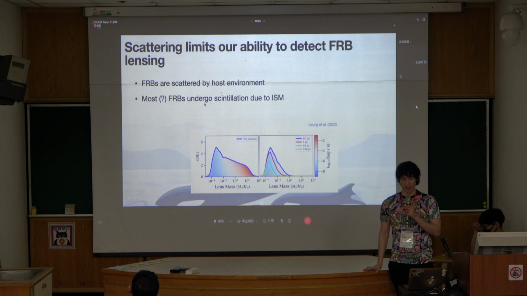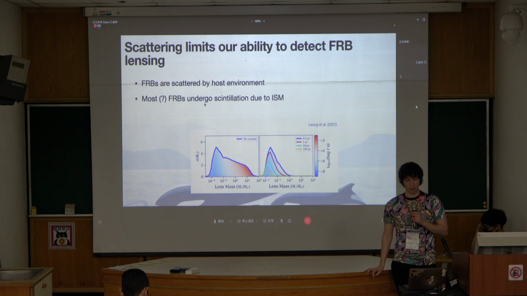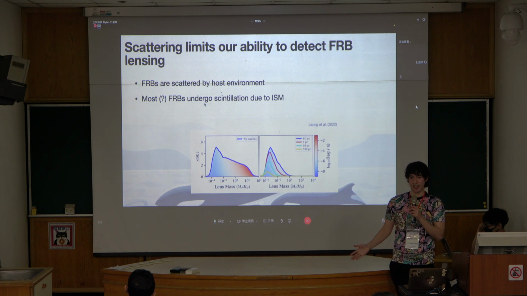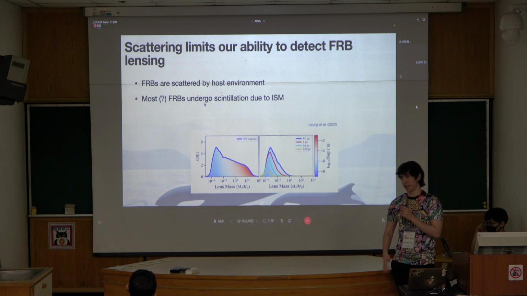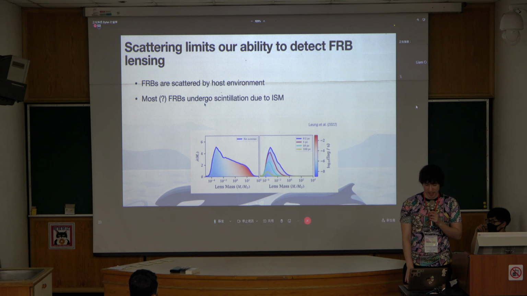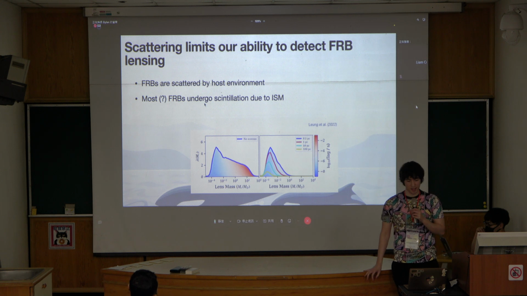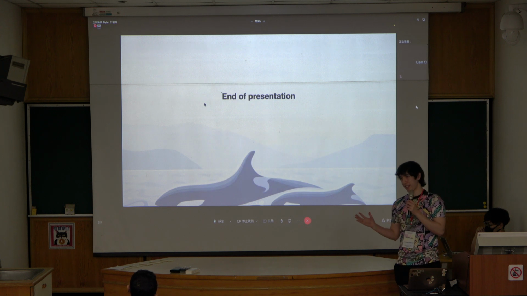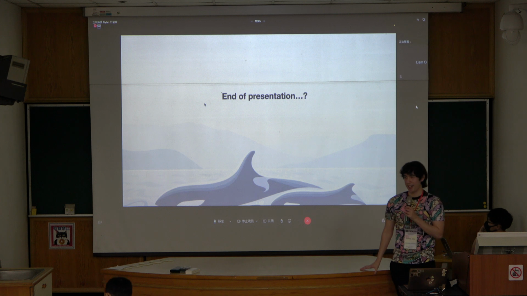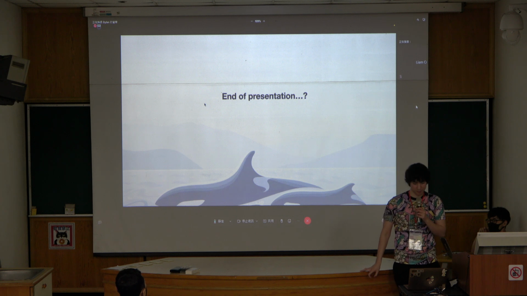So scattering limits our ability to detect lensing, and this is important because, in general, FRBs are scattered by the host environment. We also expect FRBs to scintillate. I mean, we know that some fraction of FRBs scintillate due to scattering in the ISM. The fraction of FRBs that undergo scintillation depends on who you ask and depends on how they're feeling that day. But the point is that scattering is pretty generic, and so this may have significant impacts on our ability to actually detect lensing. So maybe that's the end of the presentation, but maybe not. Maybe there's some interesting things that we can actually do. Maybe it is not completely hopeless.